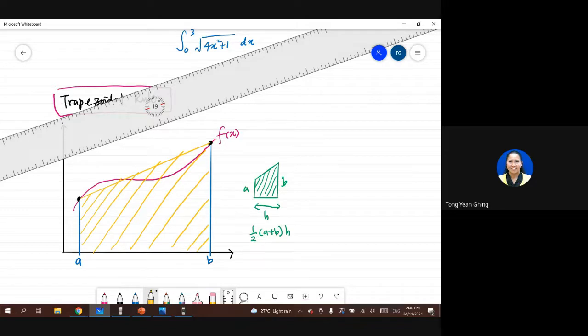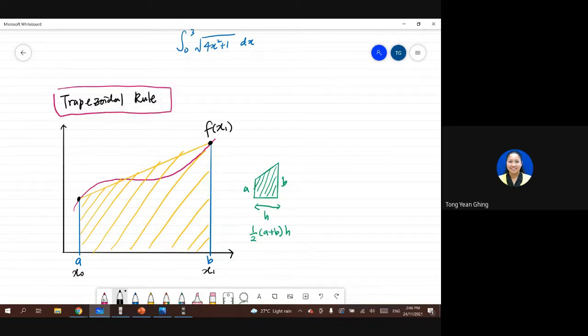So let's say I assume at this point this is a, x0, and this is b, x1. At this point, this is f(x1). At this point, this is f(x0).